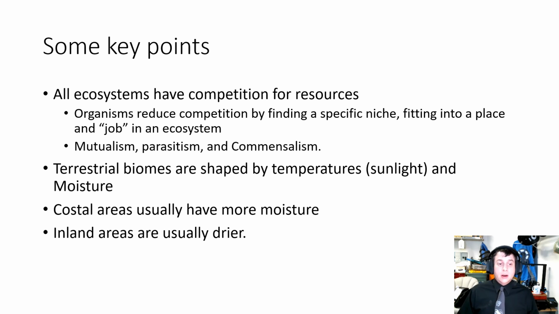Terrestrial biomes then are shaped by temperature, usually driven by sunlight, and moisture. All right. The availability of these two shapes the plant species that you'll have there, and the plant species will oftentimes shape the animal species. Coastal areas will typically receive more moisture as precipitation, while inland areas will usually be more dry.